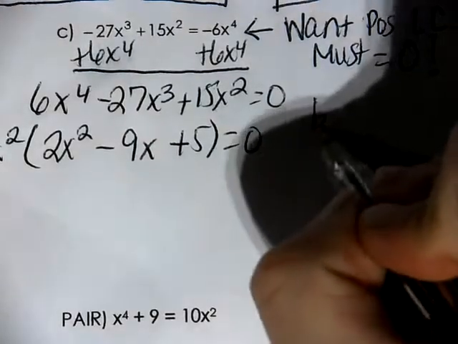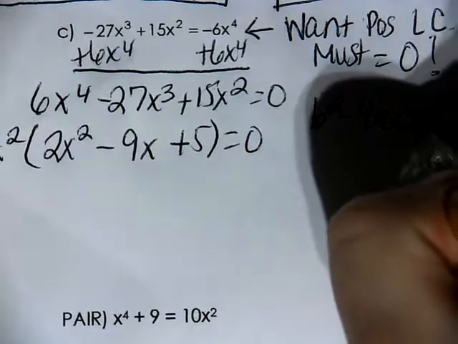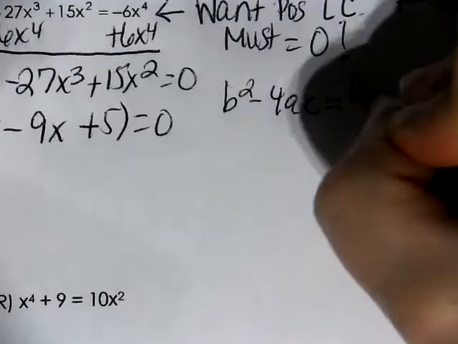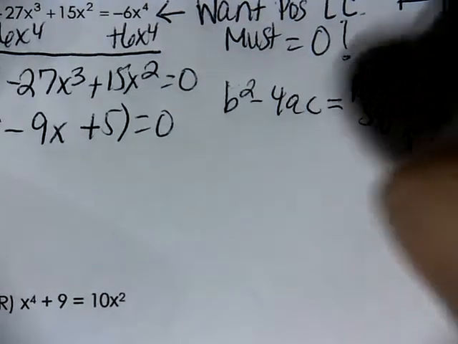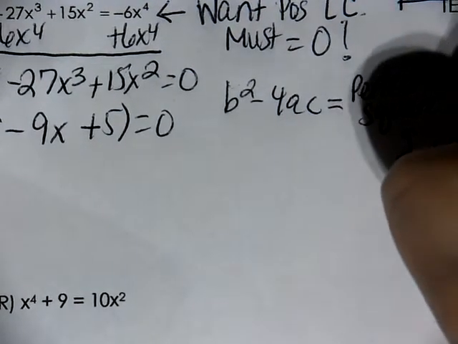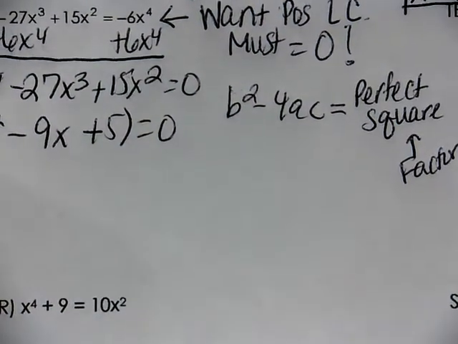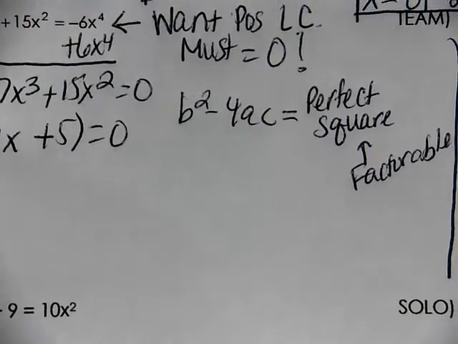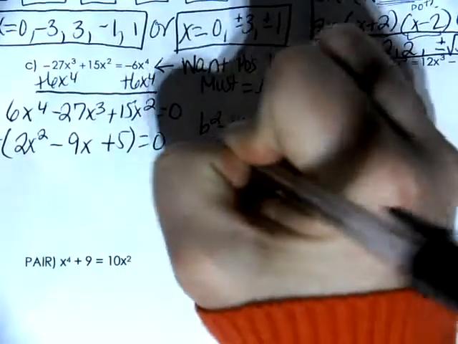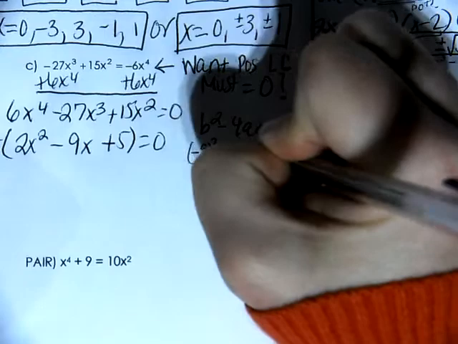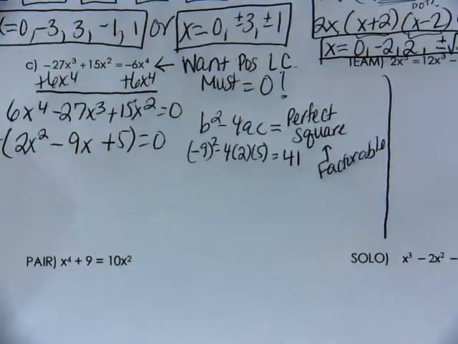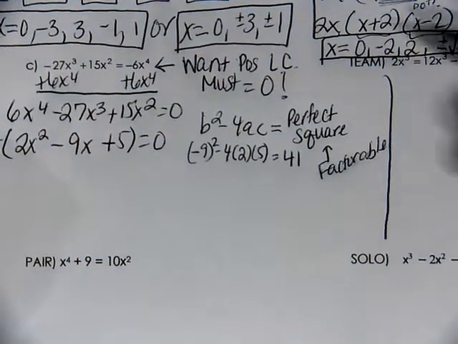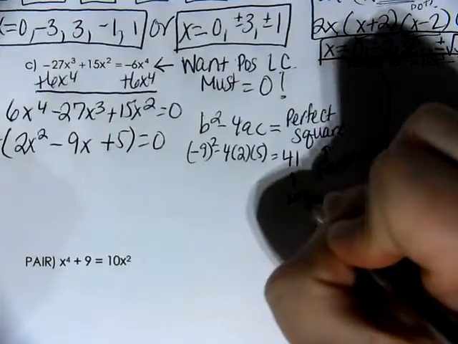Now remember that if b squared minus 4ac is equal to a perfect square, then that means that it is factorable. So I am going to check that b squared minus 4ac is factorable in this problem. So b squared, that's negative 9 squared minus 4 times 2 times 5. And when I put that into my calculator, I end up with 41. 41 is not a perfect square. So what that tells me is that it is not factorable.